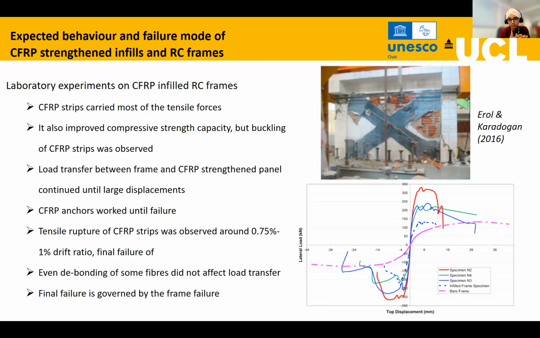But again, at the same time, while this is okay, the CFRP is found to buckle under the compression load, and the subsequent tension cycle would snap the CFRP. As mentioned in the previous presentation, the brittle failure mode of CFRP is one of the shortcomings of this technique. However, even with failure of a few fibers or strips, CFRP was still able to continue the load transfer until the very last failure, which occurred at very high deformation ranges, such as 1% drift ratios. So it is an effective and very less invasive retrofitting technique because it doesn't always require people to be removed for a long period of time.